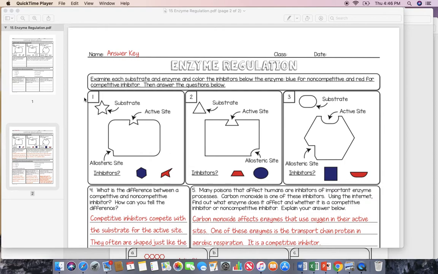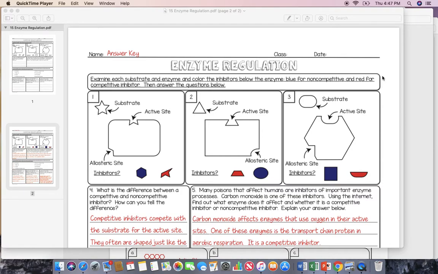So in this one, it says to examine each substrate and enzyme and color the inhibitors below the enzyme: blue for non-competitive, red for competitive inhibitor. Then answer the questions below. So you see the substrate, which is the star, coming into the active site. And then you see that there's an allosteric site. That's where the inhibitors can attach. And notice that there's some inhibitors down there.